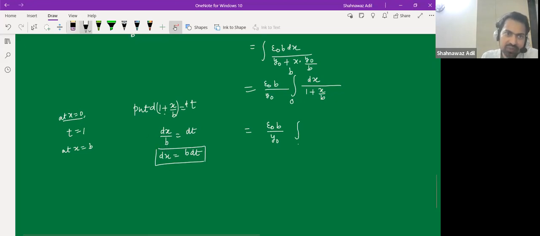Is it clear? Yes, got it. Okay, so this is b dt, and at x equals to b, we change the limits. You can see in a moment why I am doing that. At x equals to b, b by b is 1, so t is 2. Now this integral changes to 1 to 2, and this is dt by b and then t.